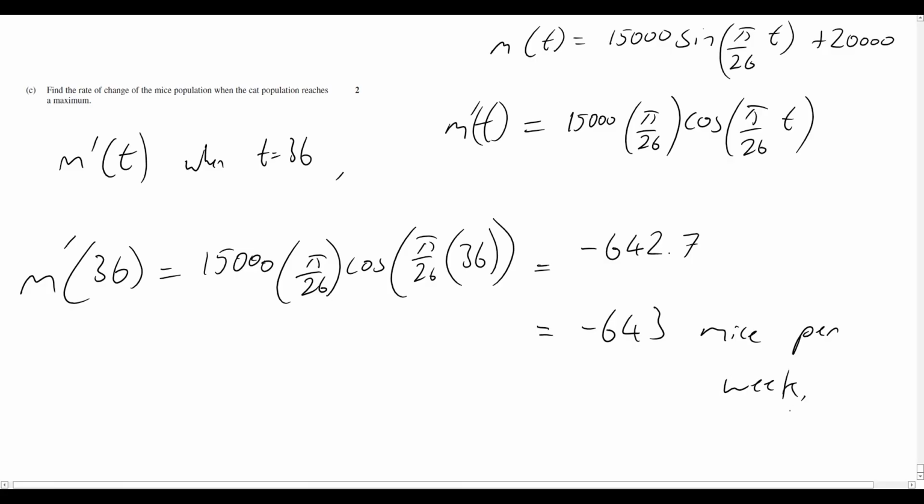And that is our final answer to the 2020 Advanced Mathematics HSC.